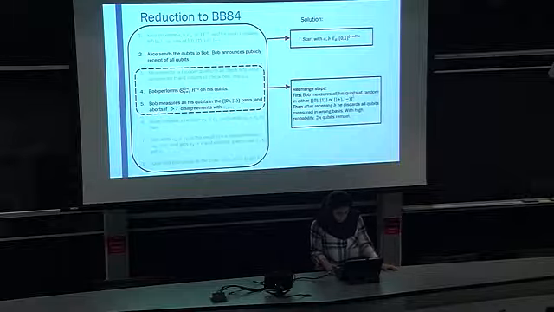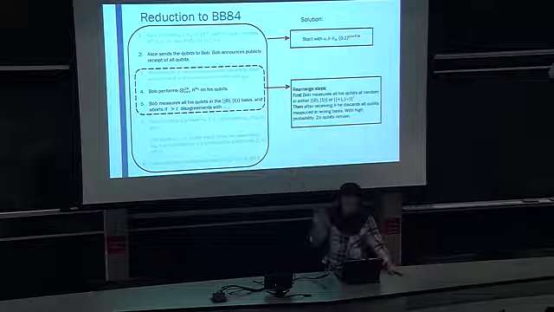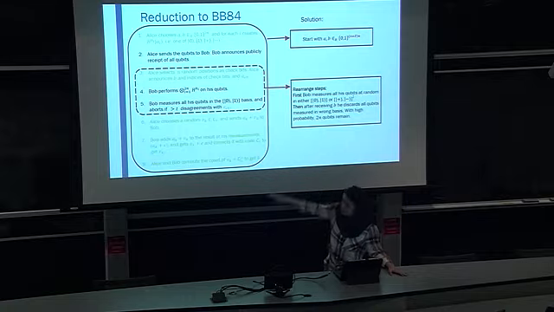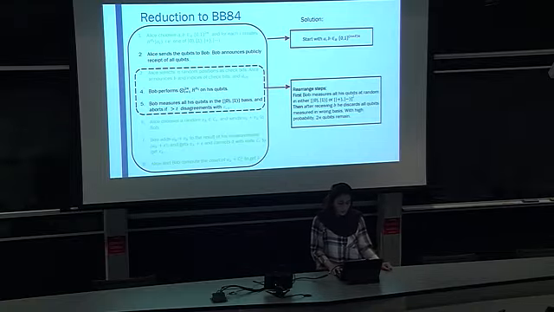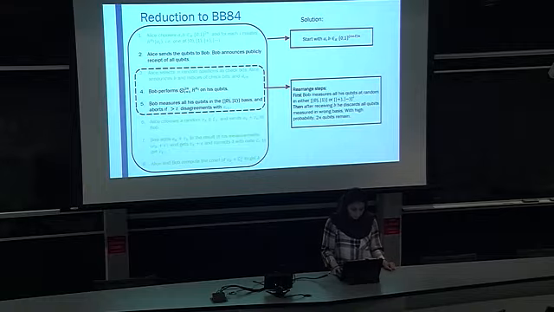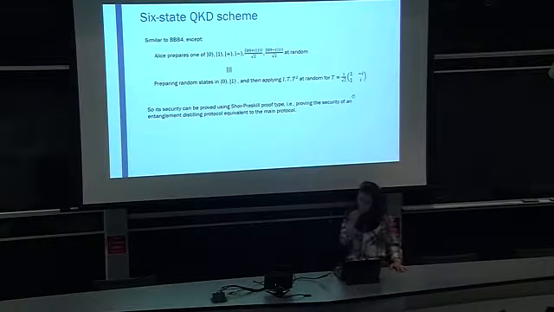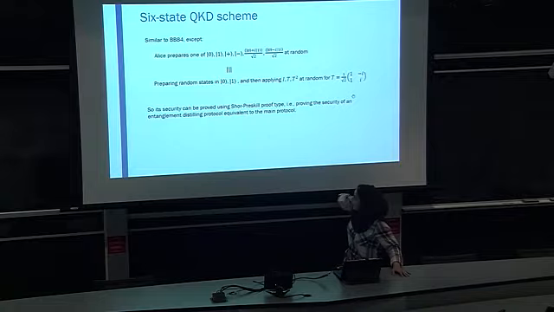Okay, so as we have seen till now, I showed that the Lo-Chau protocol is basically equivalent to this BB84 protocol, and since the modified Lo-Chau is secure, it implies security of BB84. Now let's look at the 6-state QKD scheme. It's very similar to BB84, except that instead of preparing one random state from 4 states, ket 0, ket 1, plus or minus, Alice prepares one of these 6 states at random.